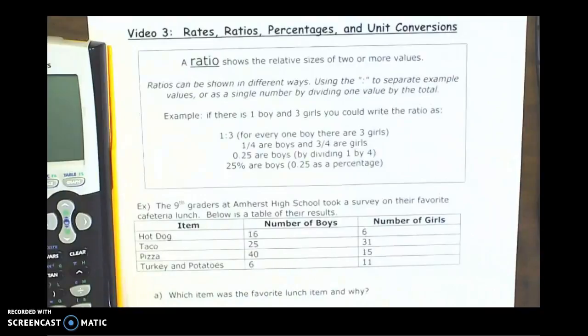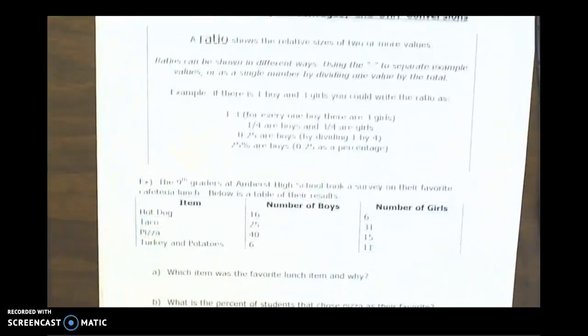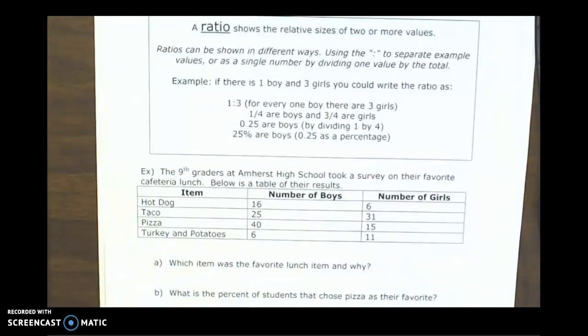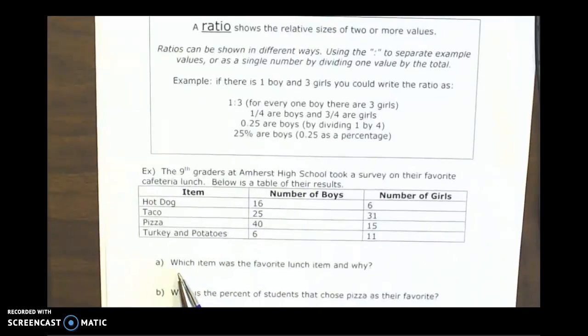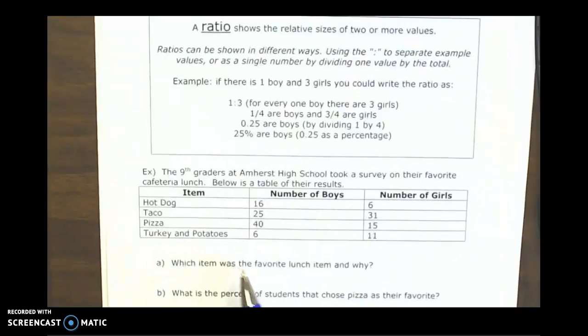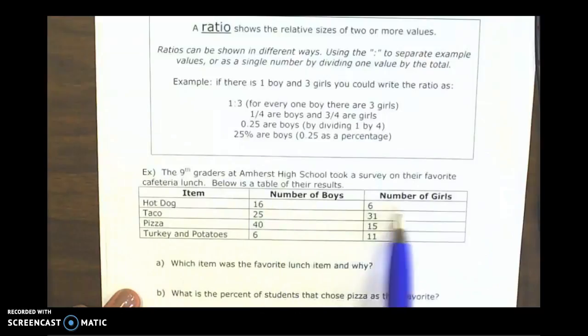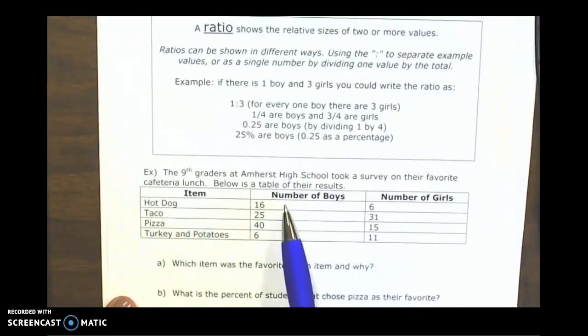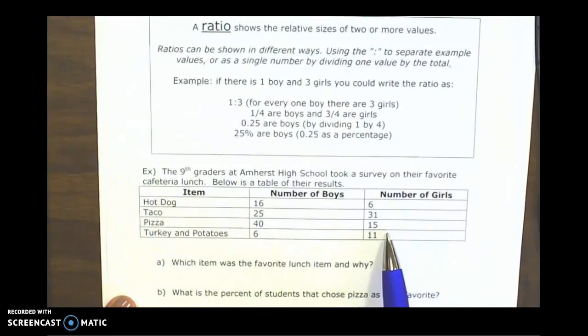All right, so let's take a look at our first question to review ratios. Here we have: 9th graders at Amherst High School took a survey on their favorite cafeteria lunch. Below is a table of their results. So here we have our items, boys, and girls. Now, I'm sure in our heads we're all picking out what our favorite food is. However, let's take a look at the first question. Which item was the favorite lunch menu and why? If we take a look here, it's really hard to see which item was the favorite because we've separated out girls and the boys, and their individual favorites are quite different.